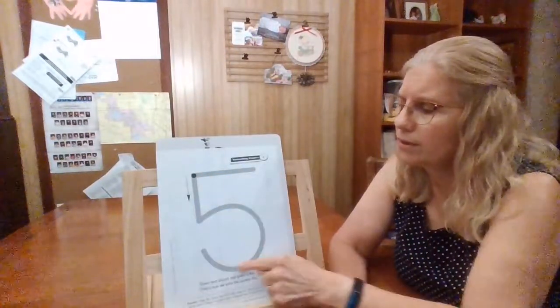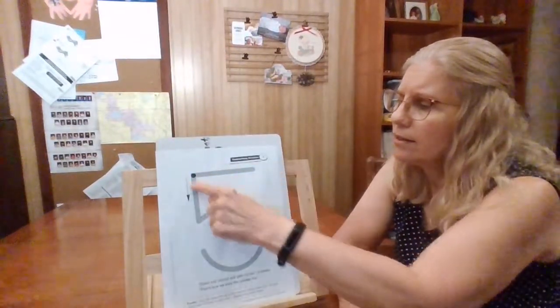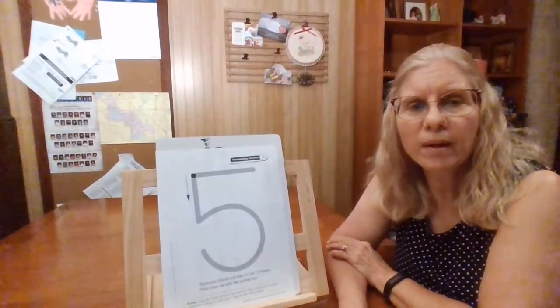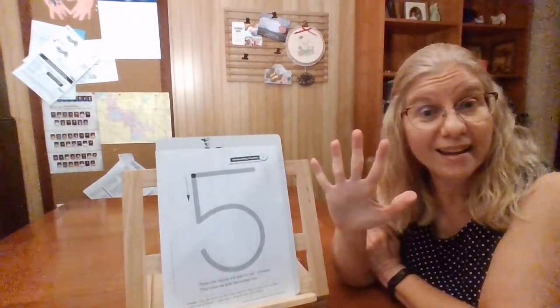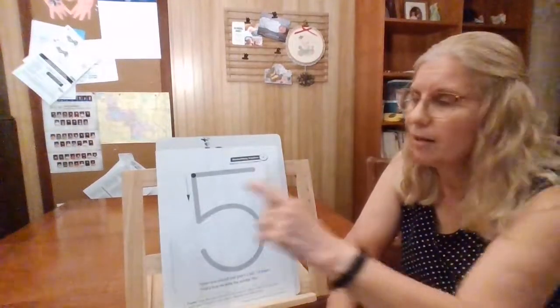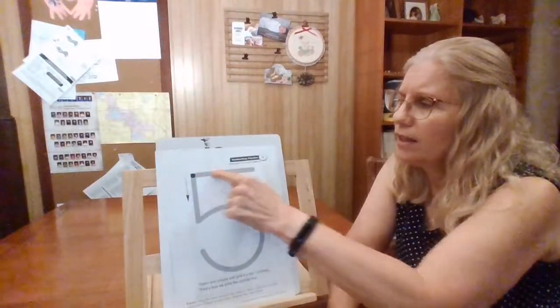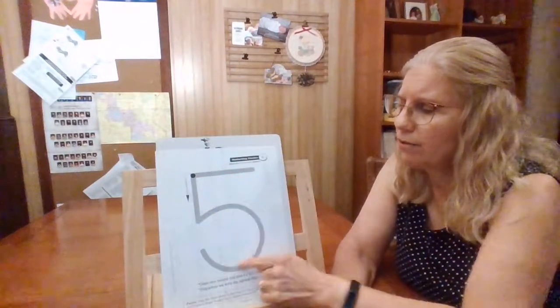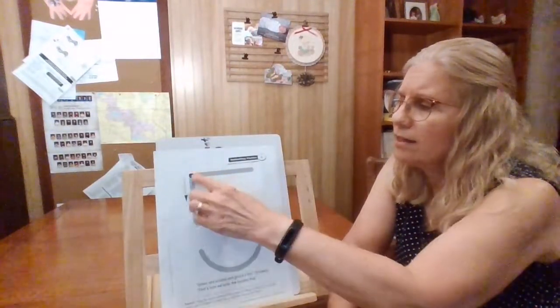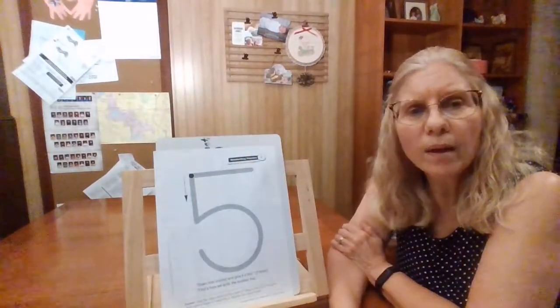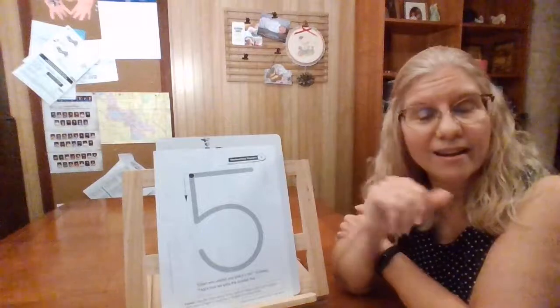Down and around and give it a hat. That's how we write the number 5. Let's do it one more time with your finger. Ready? Down and around and give it a hat. That's how we write the number 5.